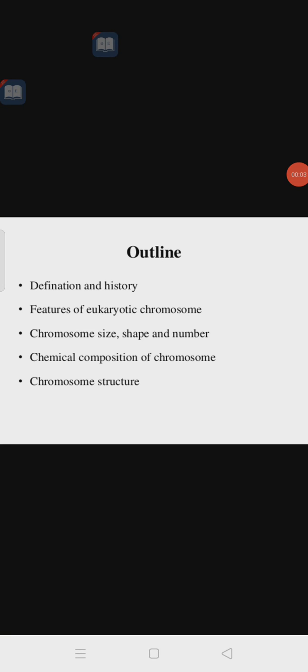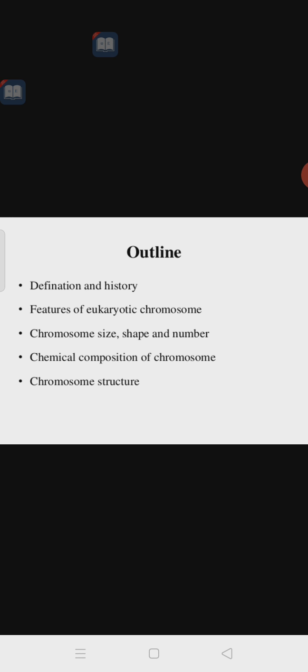Today we have to start the next chapter, that is the chromosomes. In that you have to study the shape, number of the chromosome and structure of the chromosome. Okay, so this is the outline of the chromosome. Means you have to study the definition, history, feature of the eukaryotic chromosome, size, shape, number, chemical composition, and this is the structure. Okay, this much you have to study in this chapter.